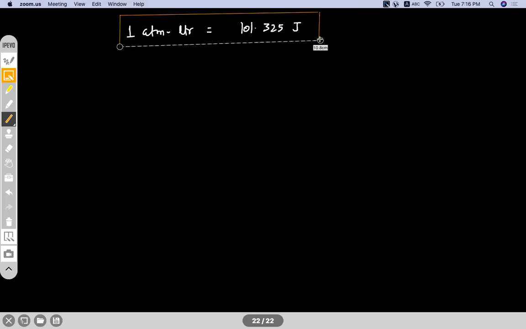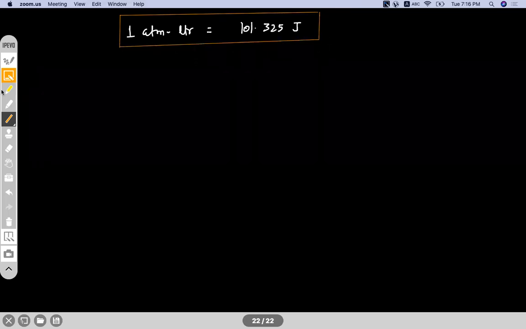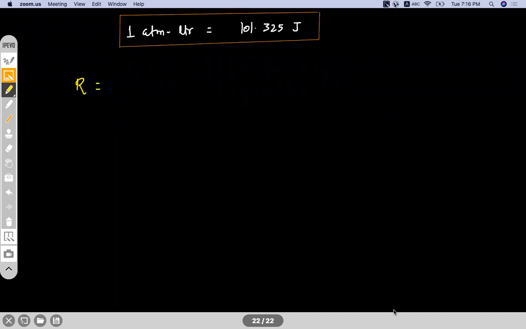You know the value of the gas constant R? What is the value of R in atm liter? 0.0821, correct? So the R value is 0.0821 atm liter per mole Kelvin. And in joule, the value is 8.314 joule per mole Kelvin.